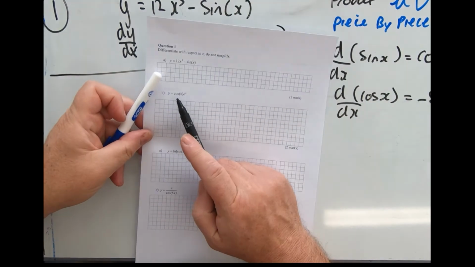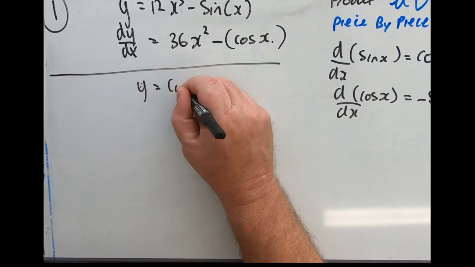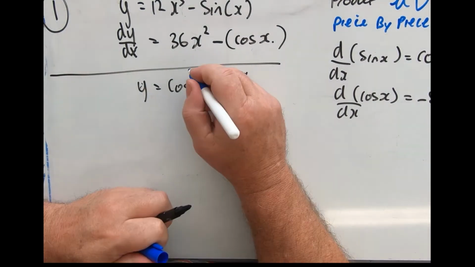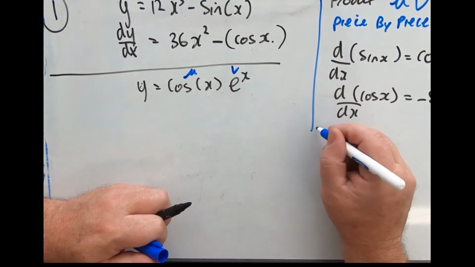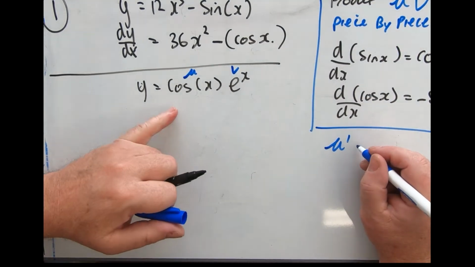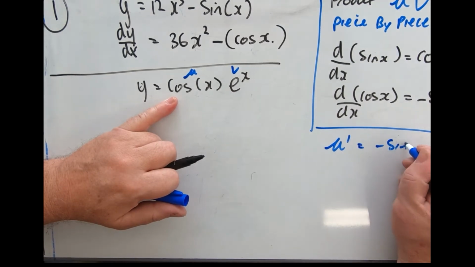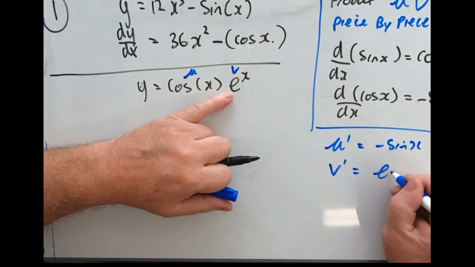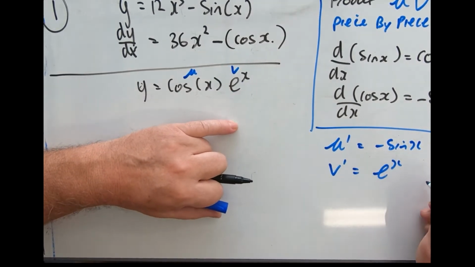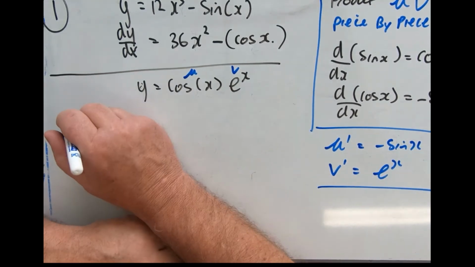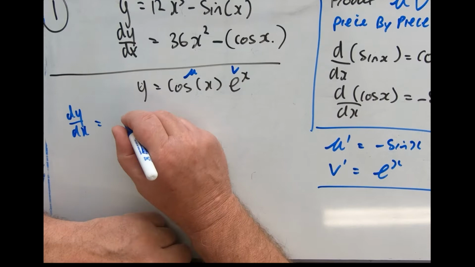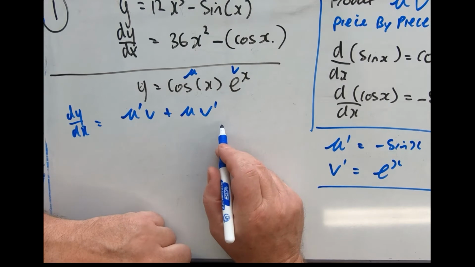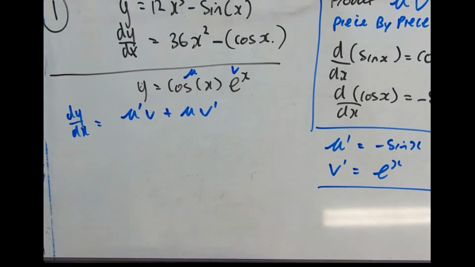Okay, y equals cos x times e to the x. Here, I do see a product, u, v. So I'm going to go to the side here and write u dash. Derivative of cos x is minus sin x. Derivative of e to the x, v dash, is e to the x. Disappointing, there's not a number in front of the e that I have to multiply, use a chain rule, but there you go. So dy by dx is equal to u dash v plus u v dash. I always use this order because it's the order that's used in the quotient rule.